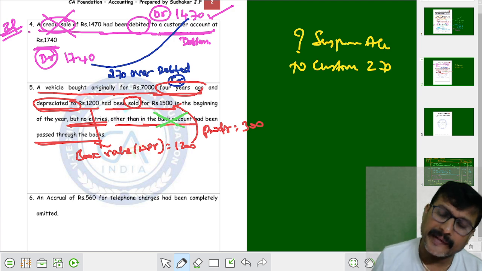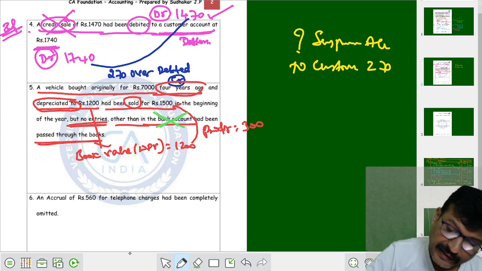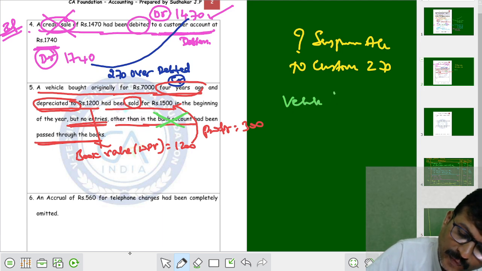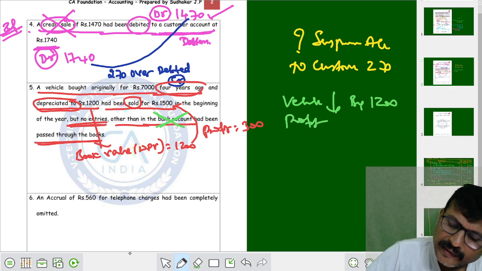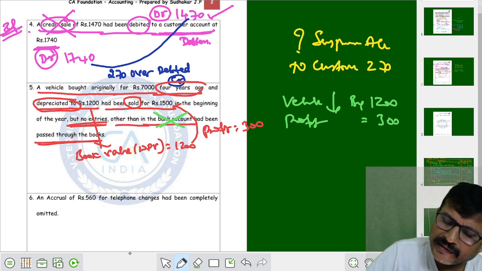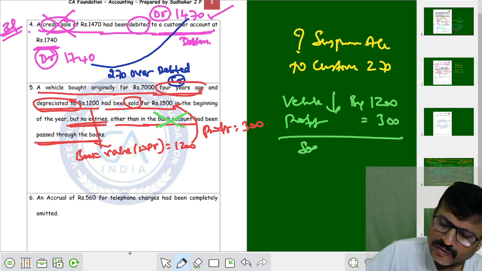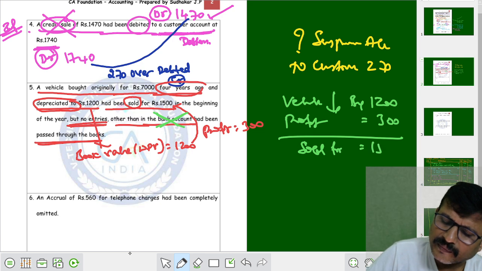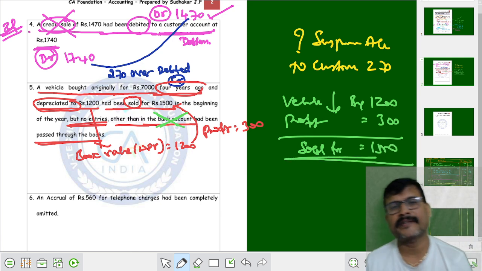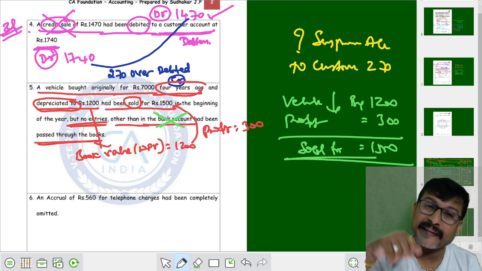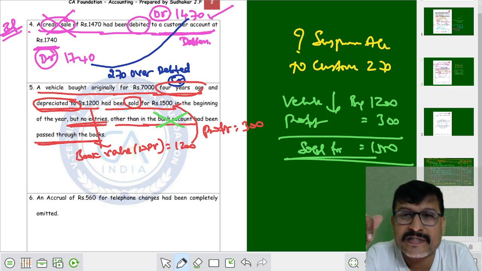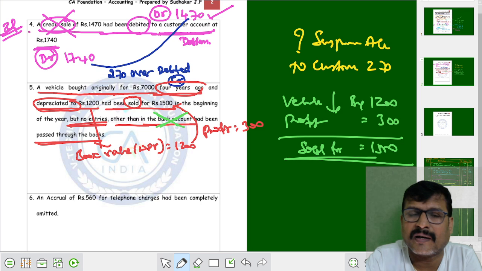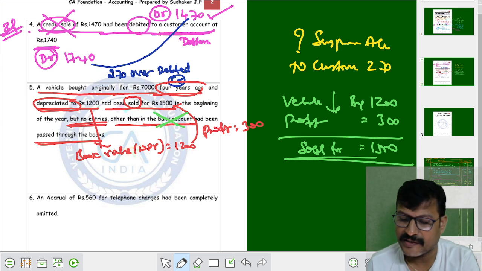Now, what happened, my dear students? Here, the vehicle decreased by 1,200 and there is a profit of rupees 300. Sold for 1,500. Now, where is the entry recorded? In the bank account, the entry is recorded. Where is the entry not recorded? In the vehicle account. In the profit account, the entry is not recorded.